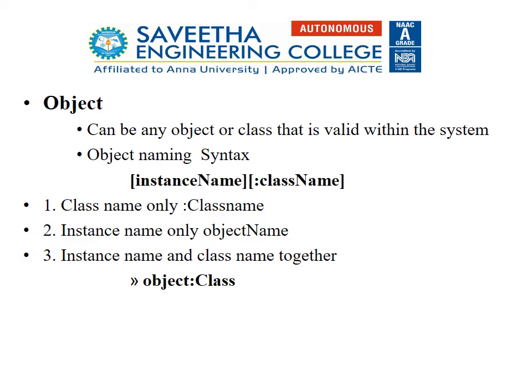Suppose the class name alone is present, it has to be given like this: colon followed by the class name. Suppose the class name is not present and we have only the instance name, then we specify only the instance name, otherwise called the object name. Suppose both entities are present, you have to follow the syntax object colon class.